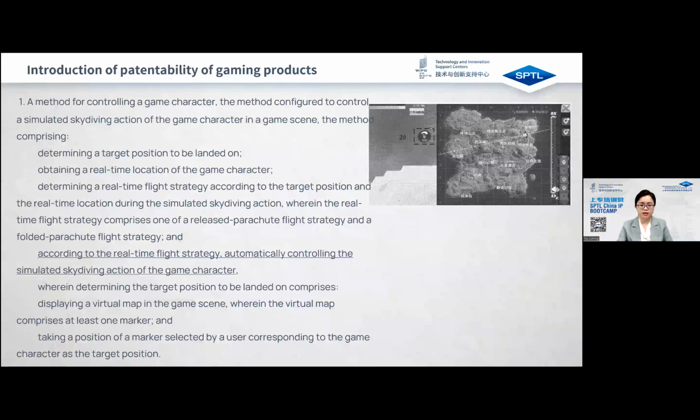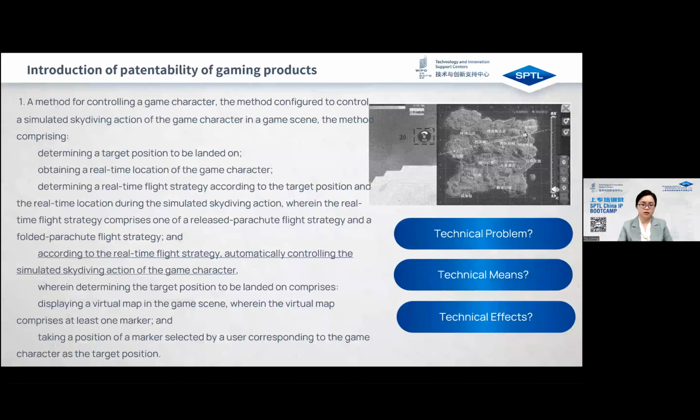During the landing process, determine the real-time flight strategy according to the target location and the real-time position. And according to the real-time flight strategy, automatically controlling the game role to carry out landing. So, can this Claim 1 be regarded as a technical solution?